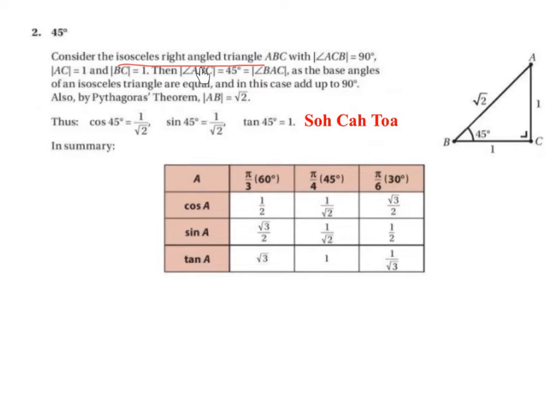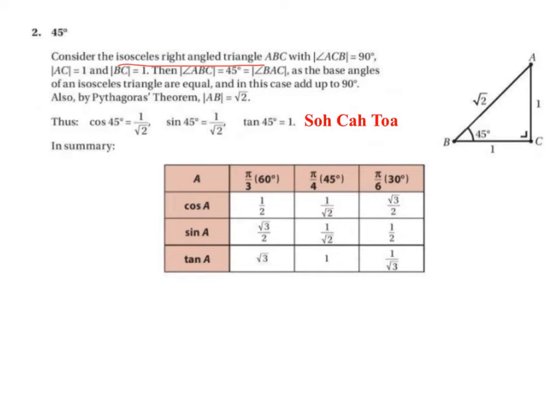So the angle ABC is equal to 45 degrees, and the angle BAC is equal to 45 degrees, as the base angles of an isosceles triangle are equal. So they're both 45 degrees, and in this case add up to 90 degrees. Also, by Pythagoras' theorem, the distance from A to B is root 2.